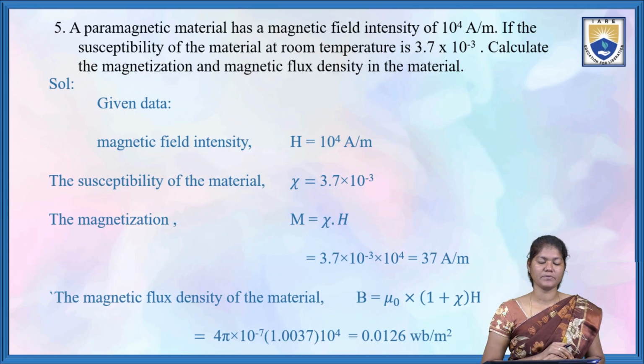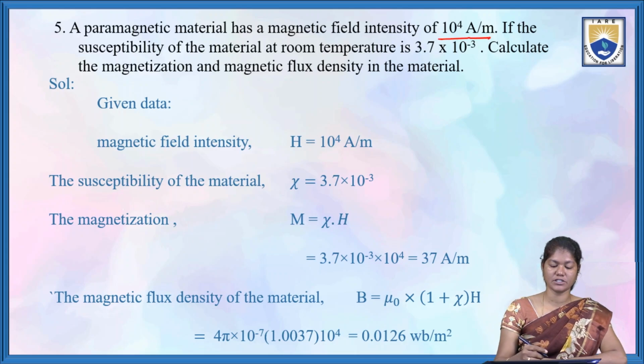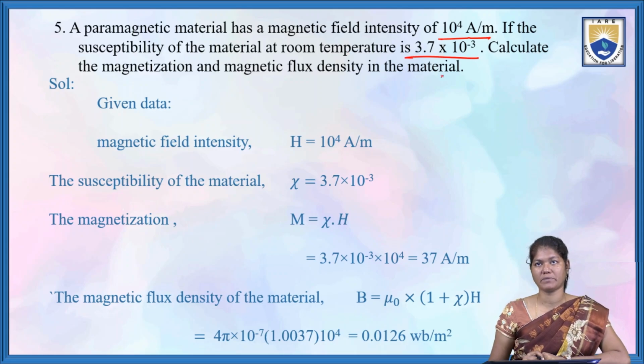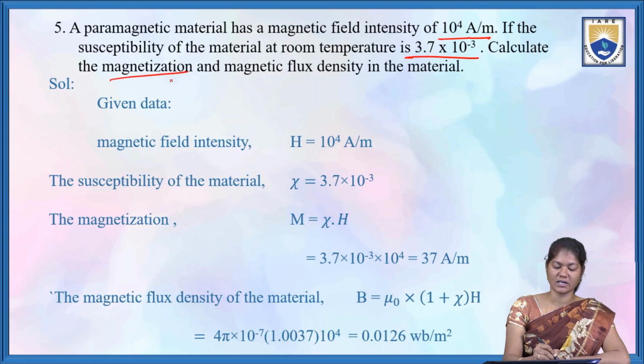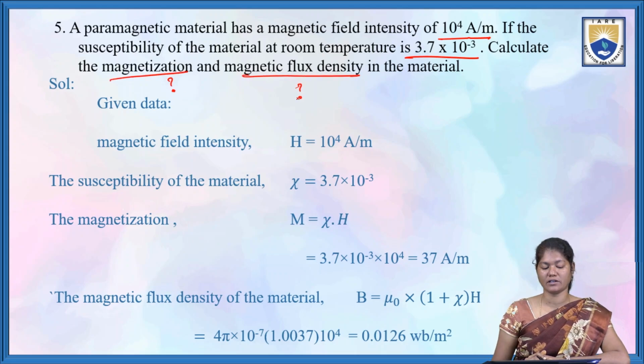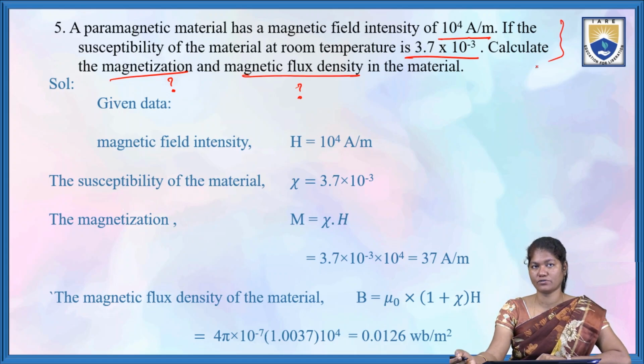So next problem. A paramagnetic material has a magnetic field intensity of 10 power 4 ampere per meter. If the susceptibility of the material at room temperature is 3.7 into 10 power minus 3, calculate the magnetization and magnetic flux density in the material. So we need to calculate the magnetization and also the magnetic flux density. This problem belongs to the applying level of Bloom's taxonomy.